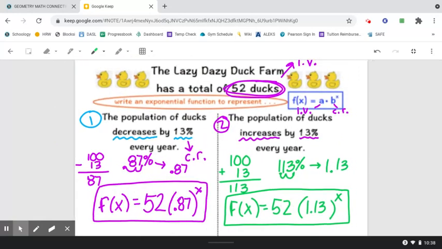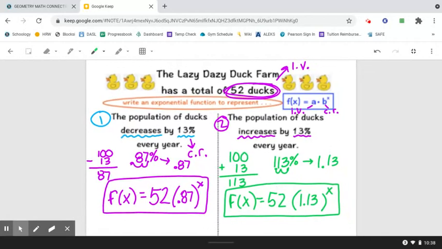So notice these two equations are very similar. One is decreasing, one is increasing, and that's going to change the ratio, but we're still starting with the same amount of ducks. So just pay attention today specifically on which words they use. You want to locate the initial value. You want to figure out if this is going to be exponential growth or decay. So if we're increasing, that's growth, decreasing, that's decay. And then figure out exactly what ratio you need to put in that equation, either by adding or subtracting from 100.